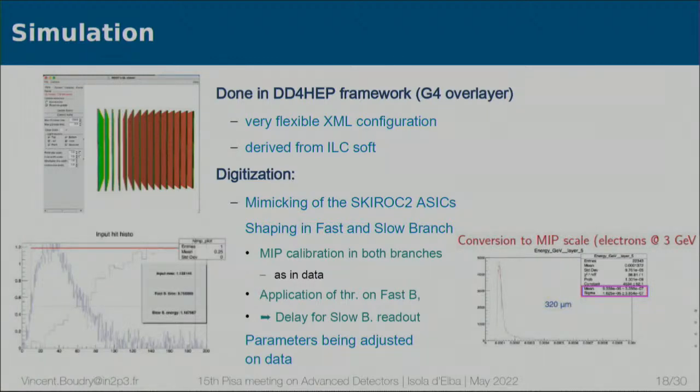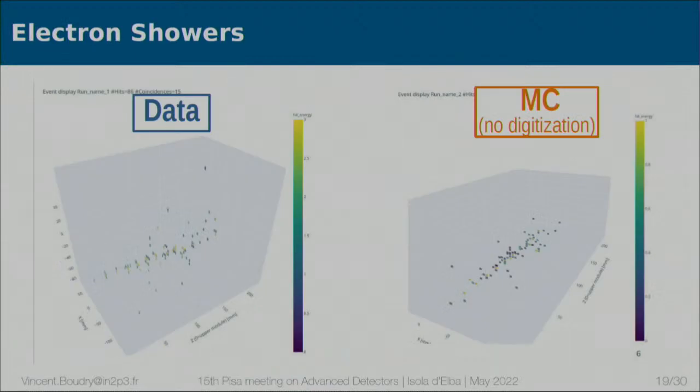This calibration of MIPs we want to put inside the simulation. So we use ILCSoft, and we have there a very flexible DD4hep framework on which we just change the XML configuration file and change completely our setup. The digitization is ongoing work. We implement both the fast shaping for the trigger and time measurement and the slow shaping, and that's something we will add. It is not in the simulation I've shown here, but you see that even without this digitization, data looks very similar to Monte Carlo.